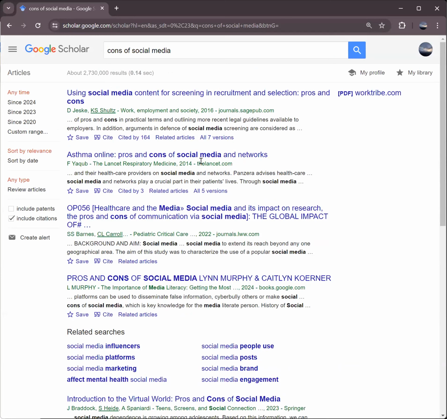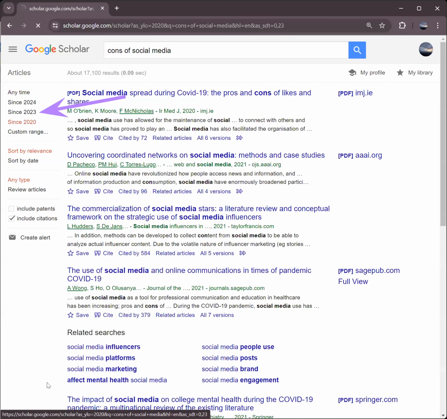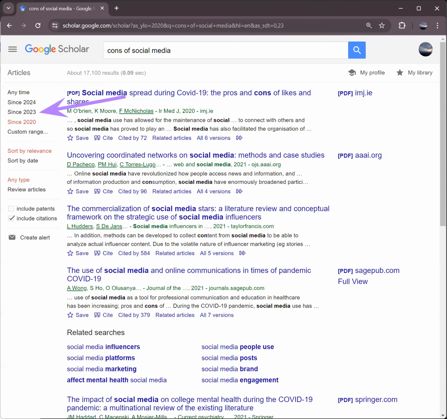Now, if I really want to be thoughtful about using Google Scholar and using it in a way to get the latest and greatest, what I'm probably going to want to do here is refine my search. So you see this here: anytime, from 2020, 2023, 2024, set a custom range. I'm usually going to go back about 3 or 5 years. So I'm going to click on since 2020, and that is going to give me more recent results.